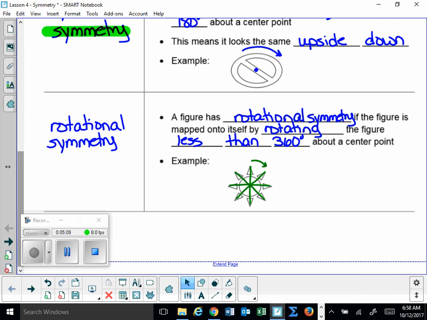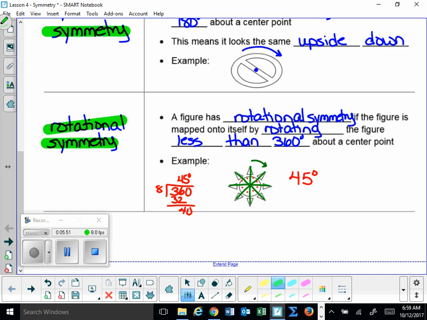And then look at how many sections I have. 1, 2, 3, 4, 5, 6, 7, 8 sections. So 360 degrees in a circle divided by 8 is 45 degrees. This has rotational symmetry at 45 degrees. And it has symmetry at every multiple of 45 degrees. So 45, 90, 135, 180, and so on. But we just take the smallest value when we talk about the rotational symmetry. Let me highlight that, make sure you make a note card for it.